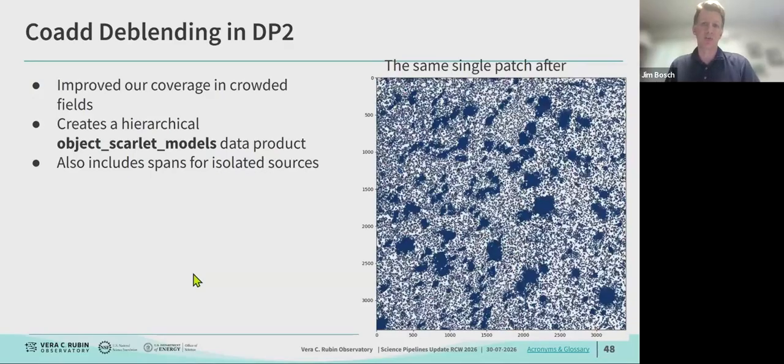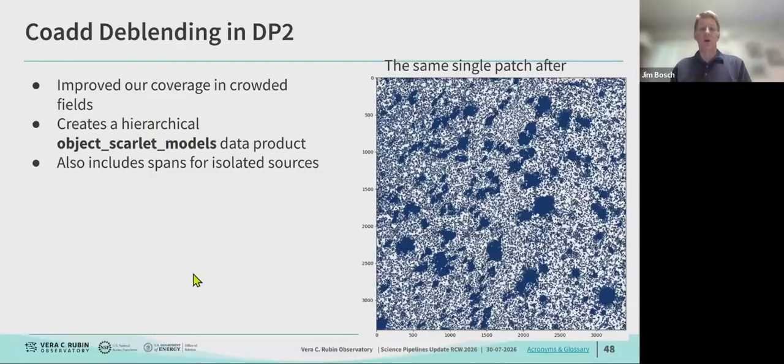In addition to those improvements for crowded fields, we have a new data structure that we produced that lets you go back and really see what the deblender did. We didn't quite publish all the information that you needed to reconstruct the deblender in DP1, and I think we are doing that now. And that includes the isolated sources that we didn't even have to deblend.